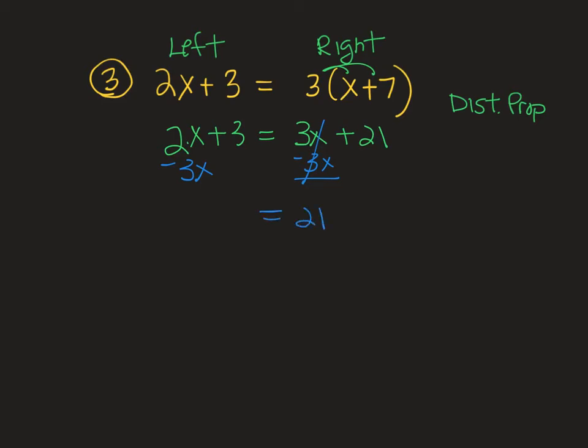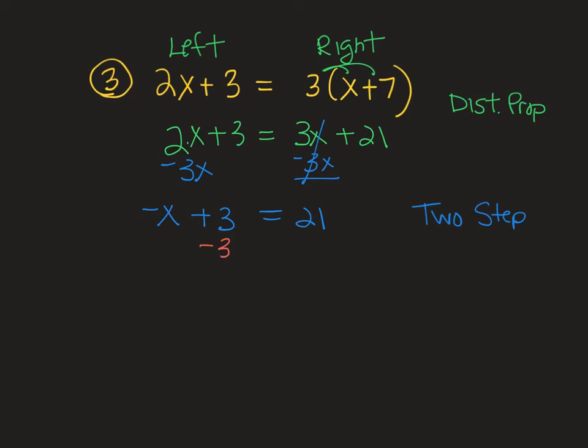On the right side, I'll just have the constant of 21. On the left side, this would be a negative x plus 3. And now what I've done is taken that variable with the equations on both sides, and I've moved it to a two-step equation.